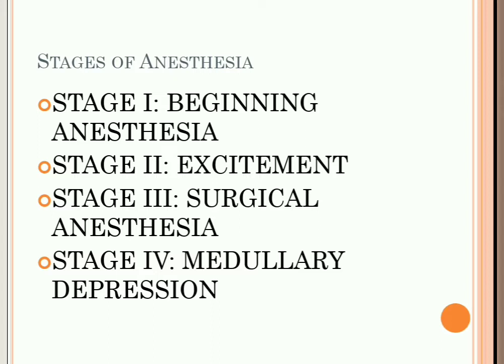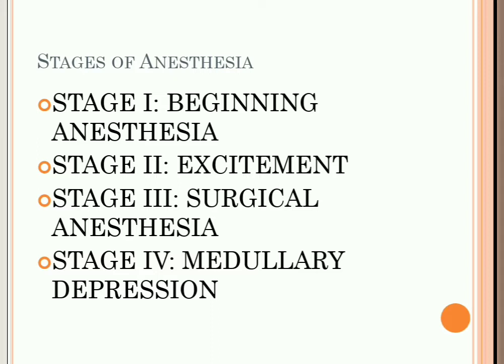Let's go to your stage 3, which is your surgical anesthesia. It is reached by continued administration of the anesthetic vapor or gas. Now, your patient is unconscious and lies quietly on the table. The pupils are small but contract when exposed to light. Your respiration is regular. The pulse rate and the volume are normal, and the skin is pink or slightly flushed.